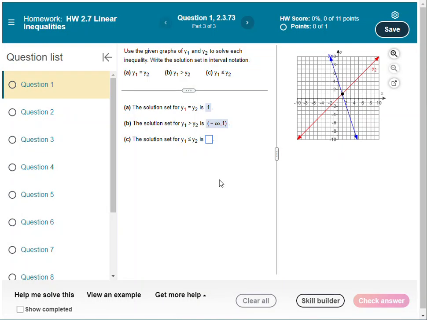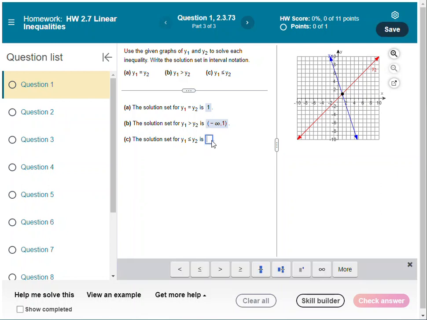All right. Now, if I'm looking for where y1 is less than or equal to y2, the blue line, y1 is below y2 on the right side. So that's going to be the interval from 1 to infinity. This time I'm going to include that 1 because of the equal bar in the inequality.